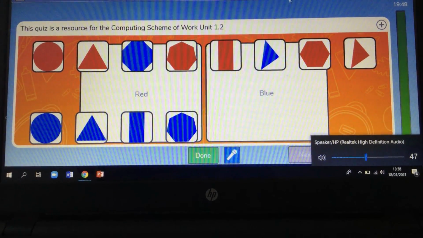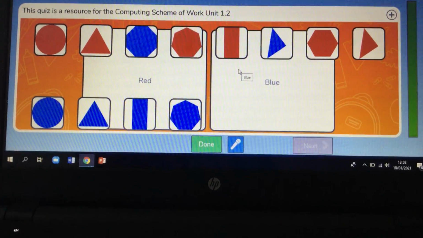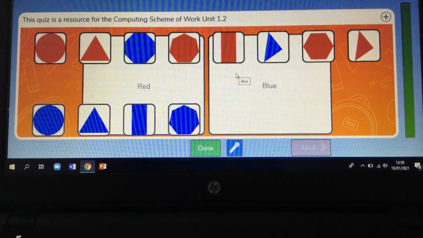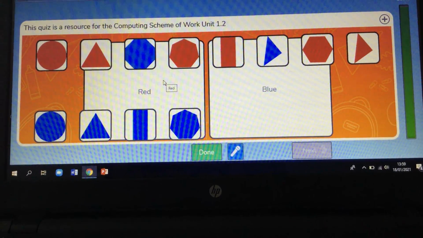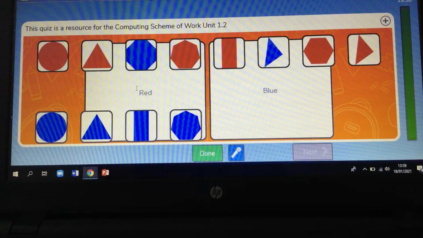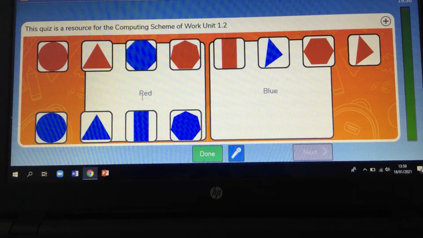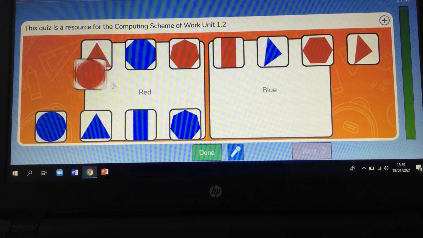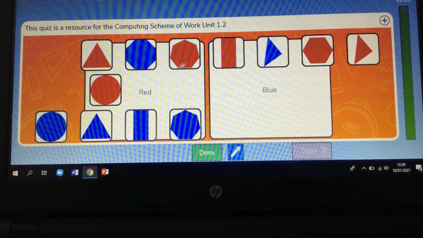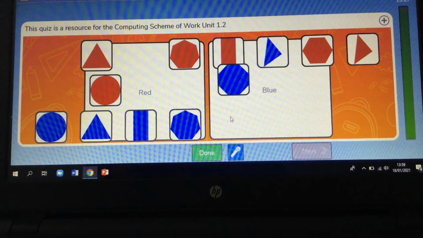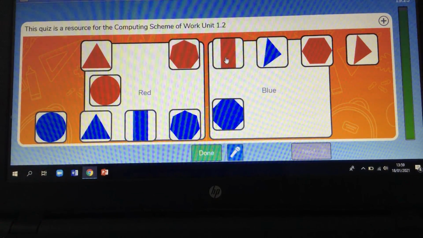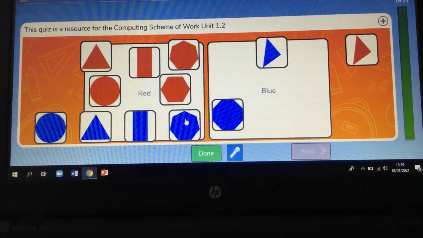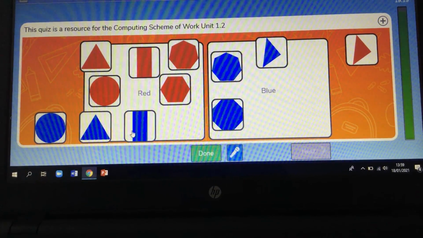Just turning the volume up so you might be able to hear. So what we're going to do is sort the shapes into the given criteria, and we can see if we look in the white boxes, the criteria we're using is whether the shapes are red or blue. So I'm going to move the blue shapes over here out the way. I'm going to move anything that's red into that box.